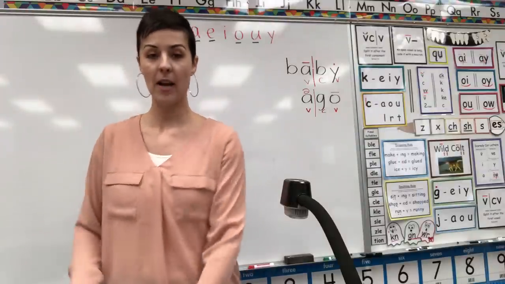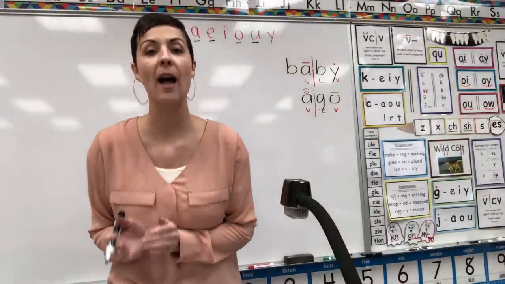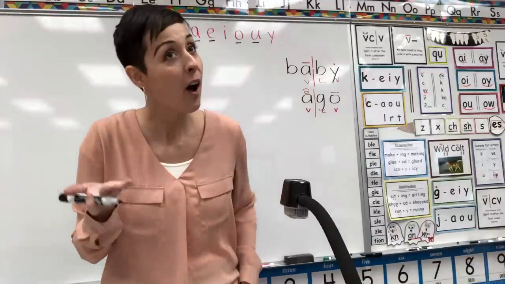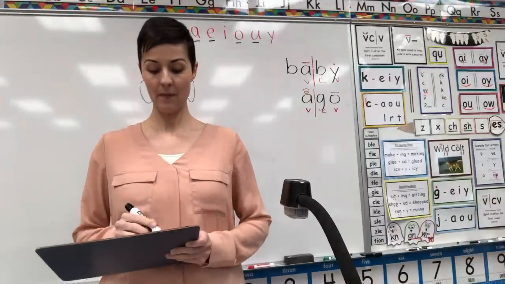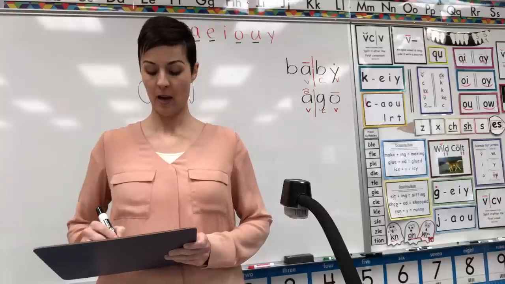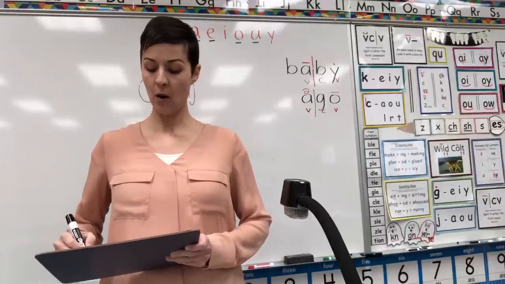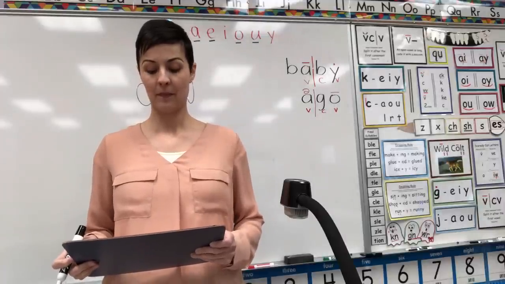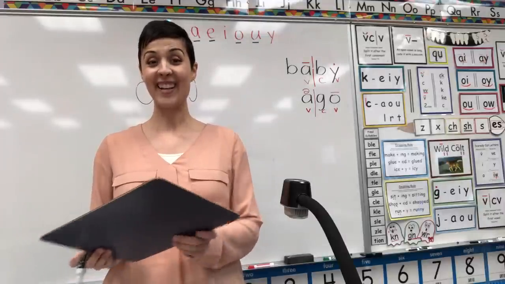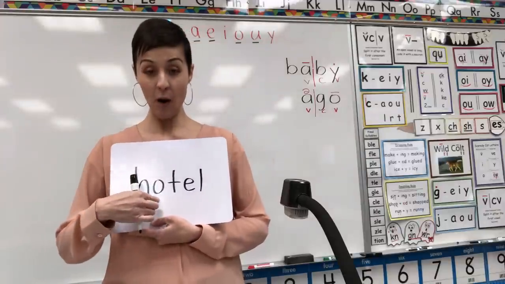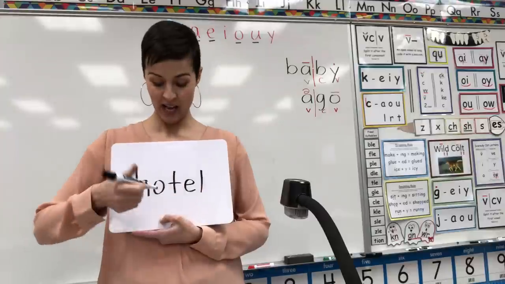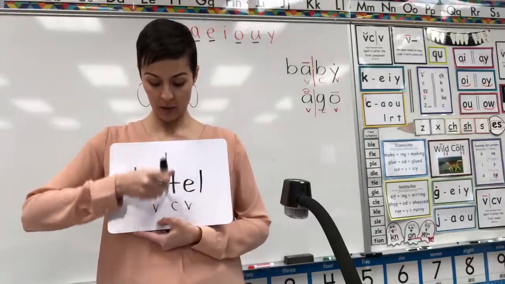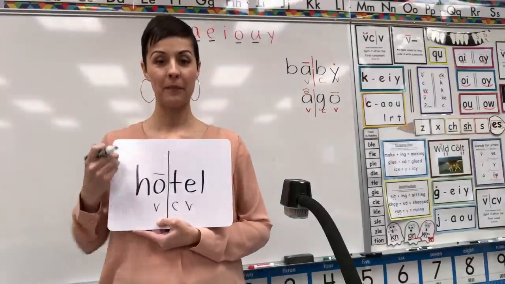Next word, would you get your hands up and clap with me the word hotel. Ready? Ho-tel. First syllable, ho. Add your next syllable, make it say ho-tel. Okay, let's check it. Hotel should be spelled H-O-T-E-L. And I hope you noticed, O is a vowel, E is a vowel, consonant, split, macron.